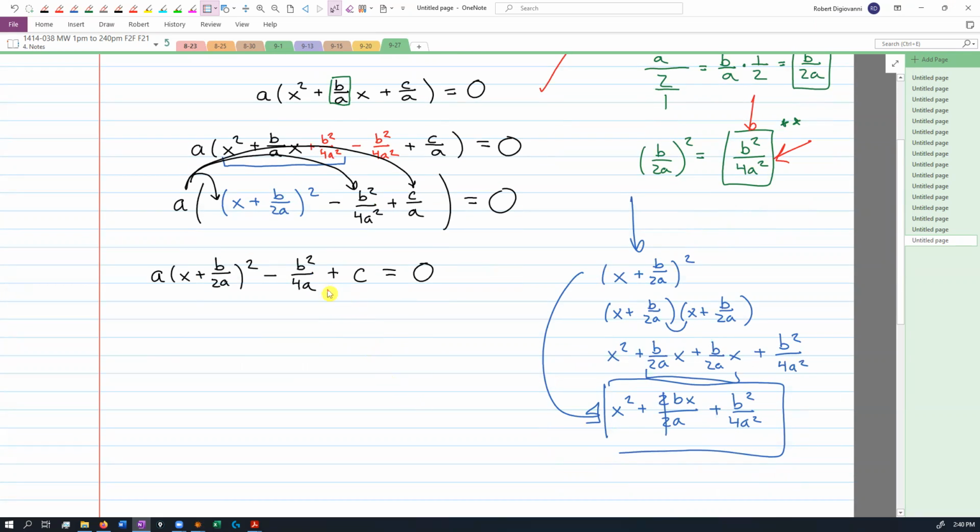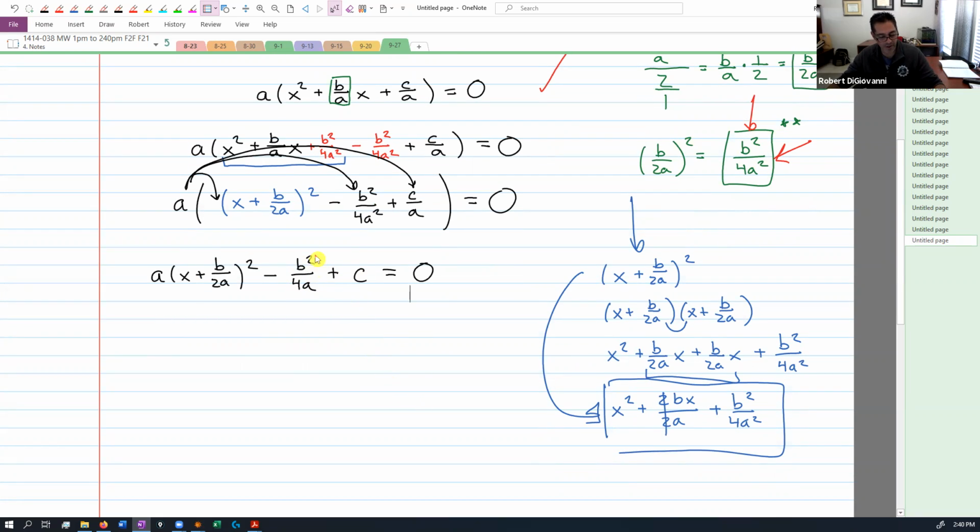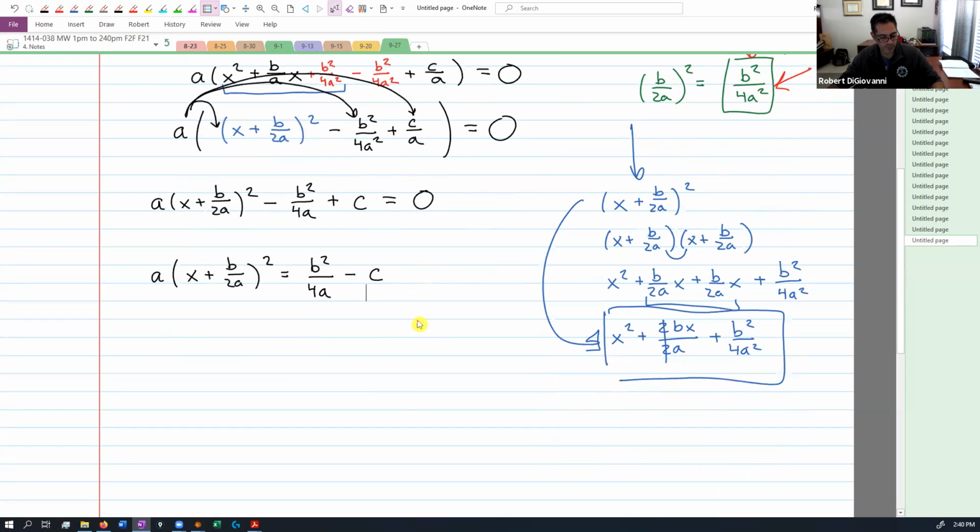All right. Next step, I'm going to move these two guys right here to the other side of the equation. So it'll turn into positive b squared over 4a minus c. Almost there. I'm going to divide both sides by a now. The a's cancel. Getting so close.